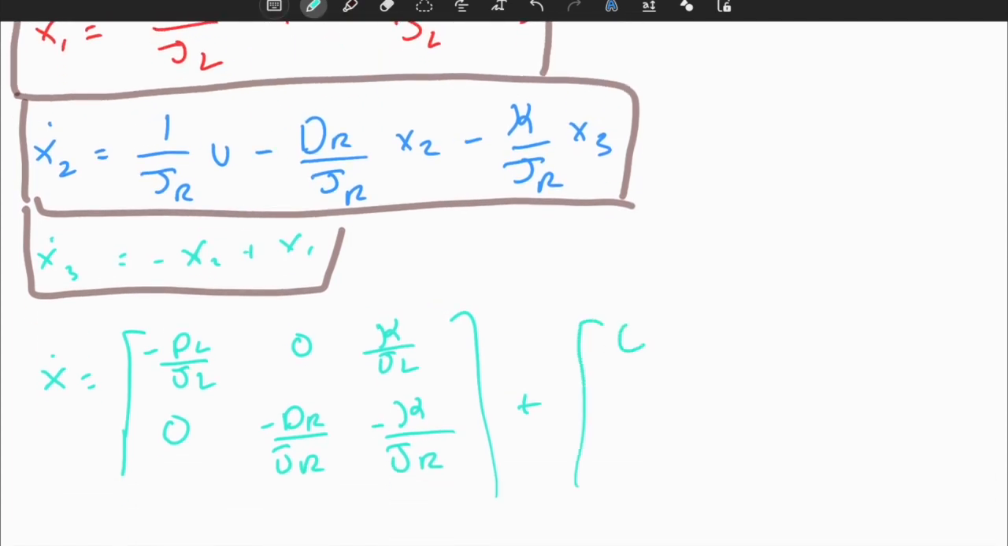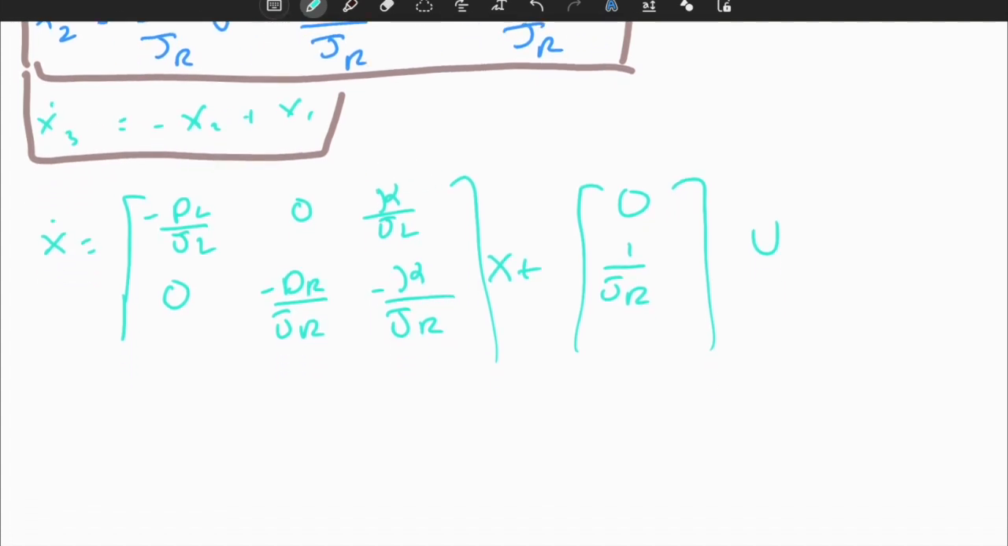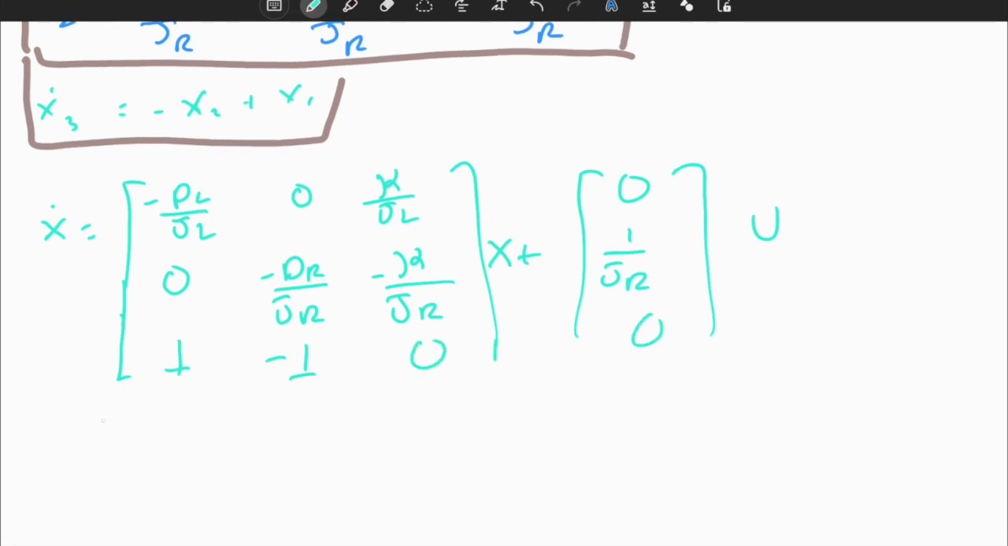So we can write that 0. And this should be equal to 1 divided by JR. So it should be x here, and we should have u here. And finally, x3 dot is equal to 1 minus 1, 0, and 0. Okay, so in state space representation, this is my A matrix, and this is my B matrix.